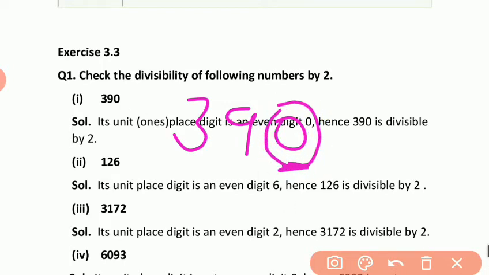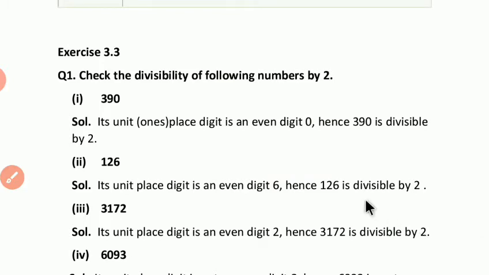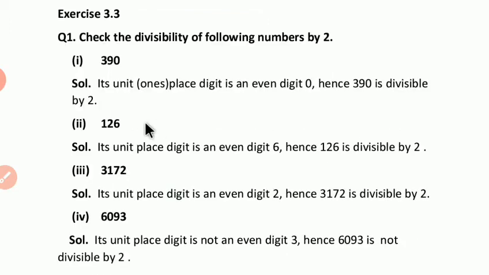And we know that if in any number its ones place digit is 0, 2, 4, 6 or 8, then we can say that the number is divisible. So its unit or ones place digit is the even digit 0. Hence 390 is divisible by 2. All even numbers are divisible by 2. So we have to see that if the ones place digit of any number is an even number, then that number is also divisible by 2.